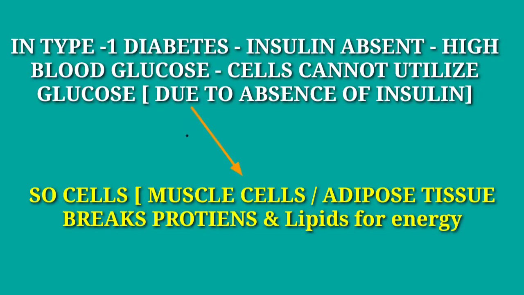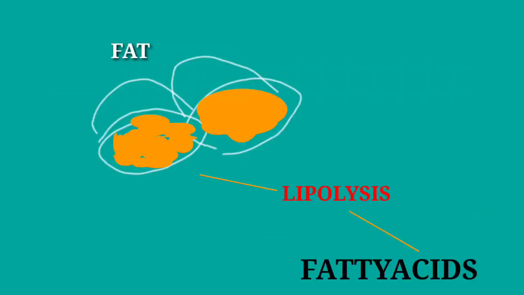So they find alternative resources of energy. In that process, the muscle cells or adipose tissue break down proteins and lipids for generating energy. Because of this, diabetic ketoacidosis will occur. Let me explain the process.